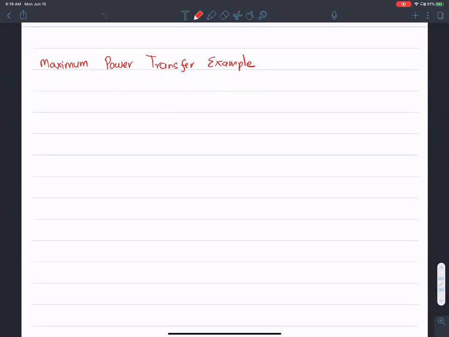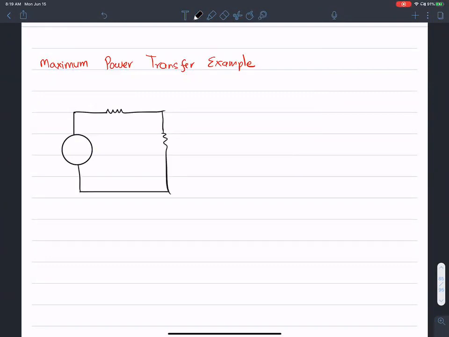For a circuit that looks like this, I'm going to draw this circuit here. And the terminals are A and B. And I'm connecting a load like so, RL. So this guy is RL. This guy is 30 ohms. This is 150 ohms. Terminals are A and B.